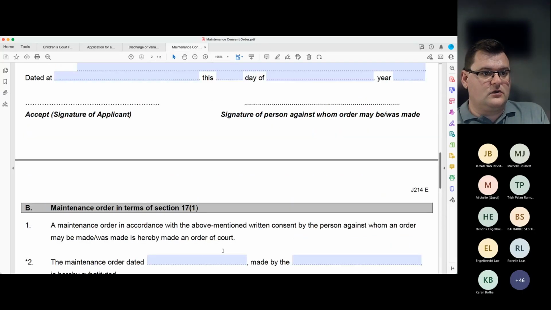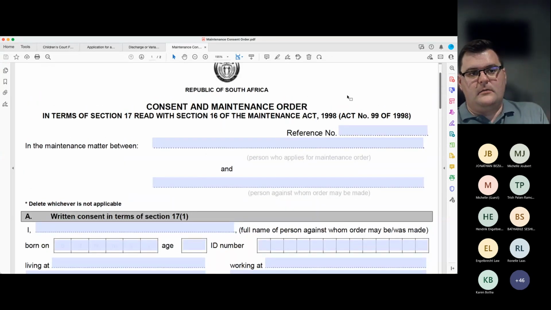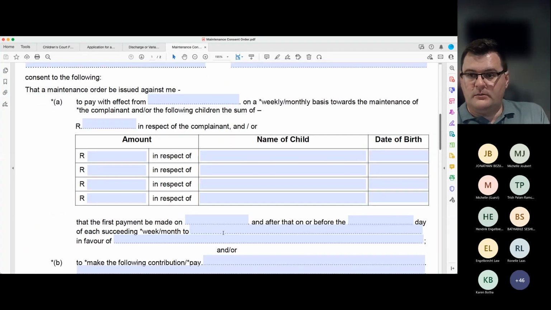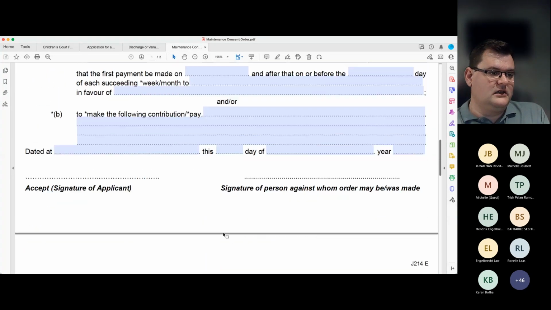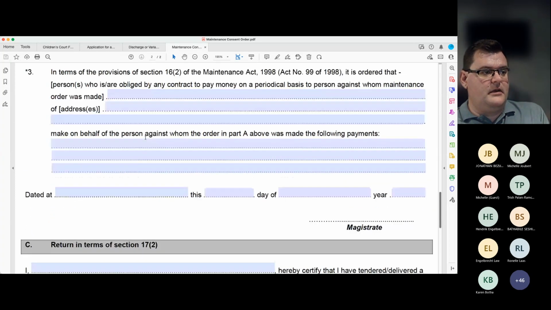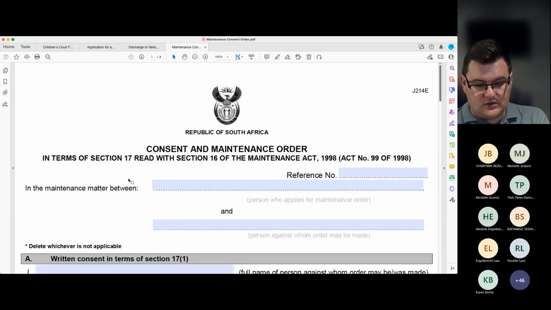Just as a notable mention, I'm going to show you the maintenance consent order. This is what a consent order looks like in the maintenance court if the parties settle during the maintenance proceedings and they want to have a maintenance order made by consent. The parties would sign this, signature of the person against whom the order is going to be made, and the acceptance of the applicant. And then that is made an order of the maintenance court.